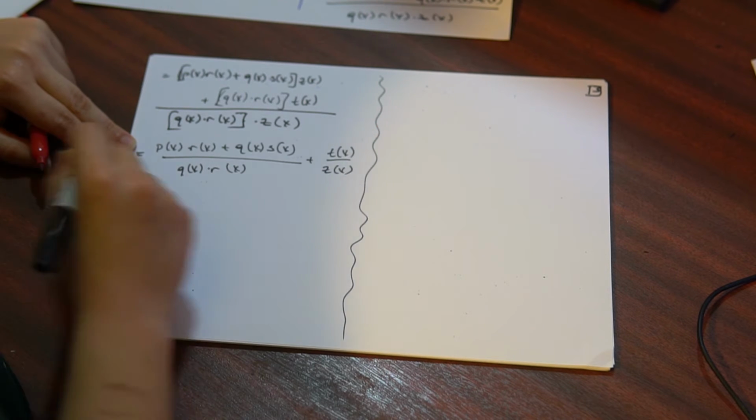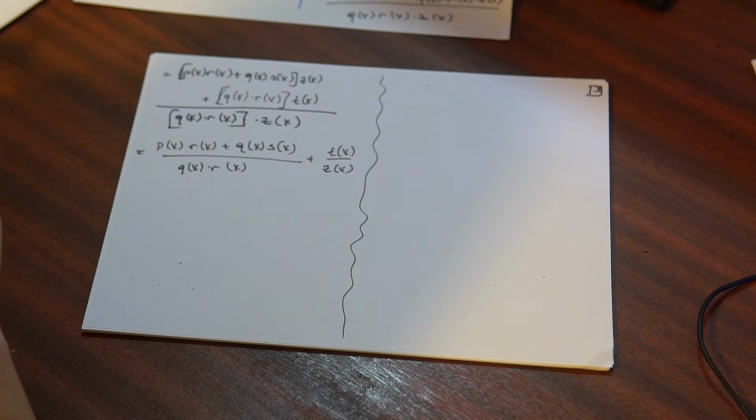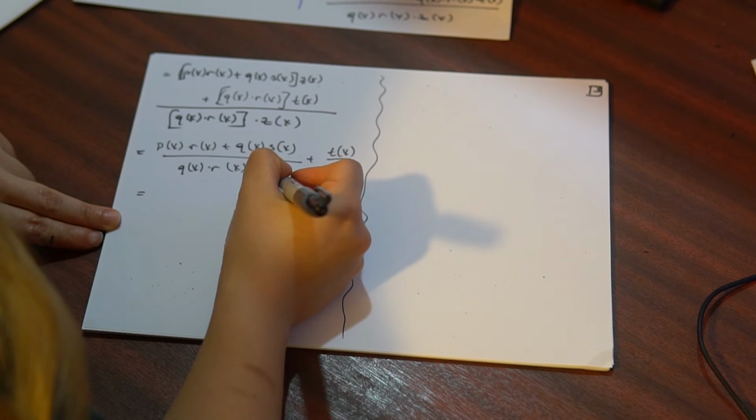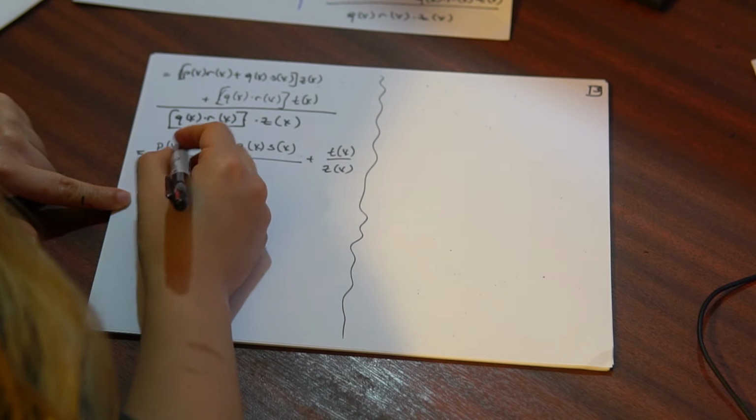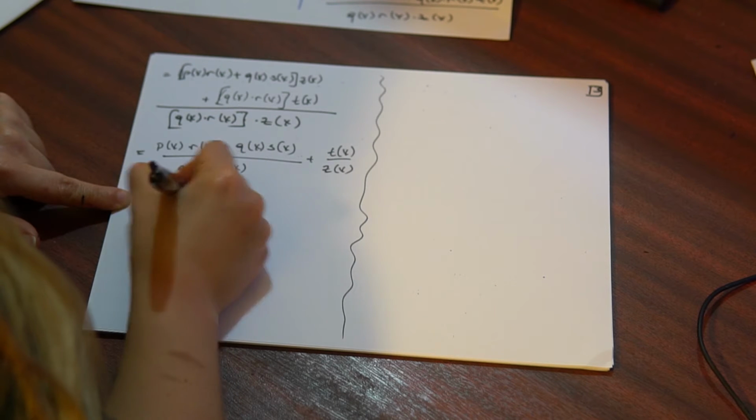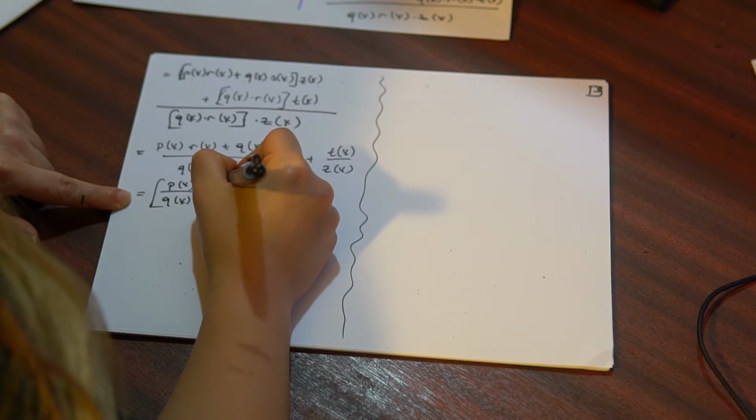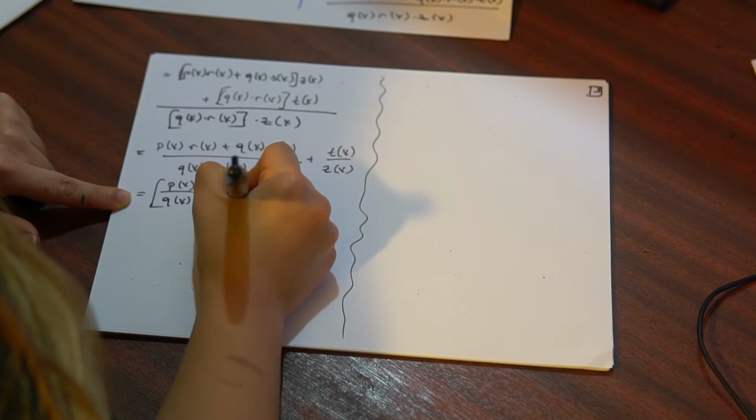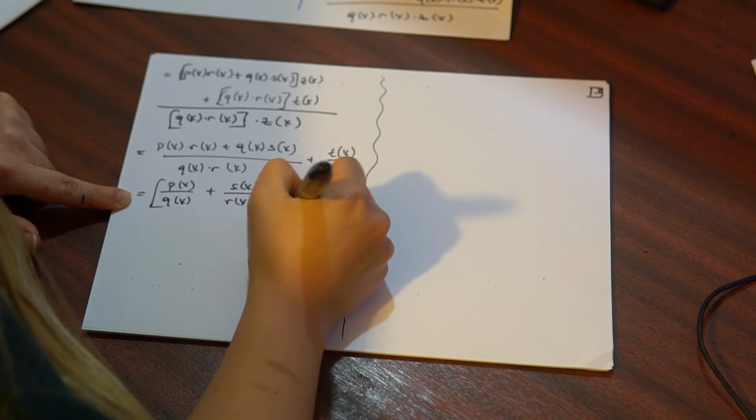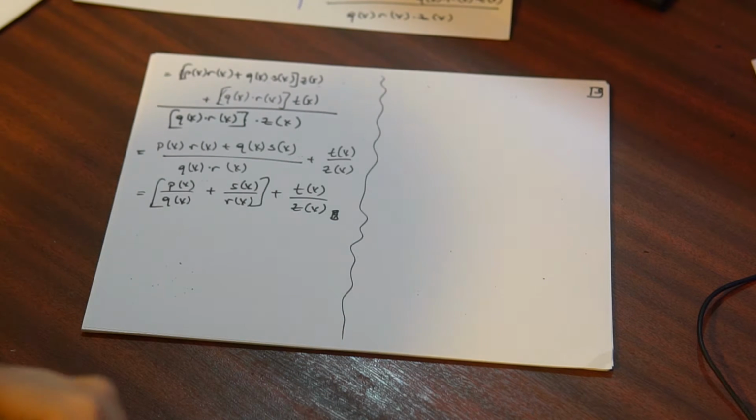over z of x is coming from the definition of addition. So this is equal to p of x over q of x plus s of x over r of x plus t of x over z of x. So we show that addition is associative.